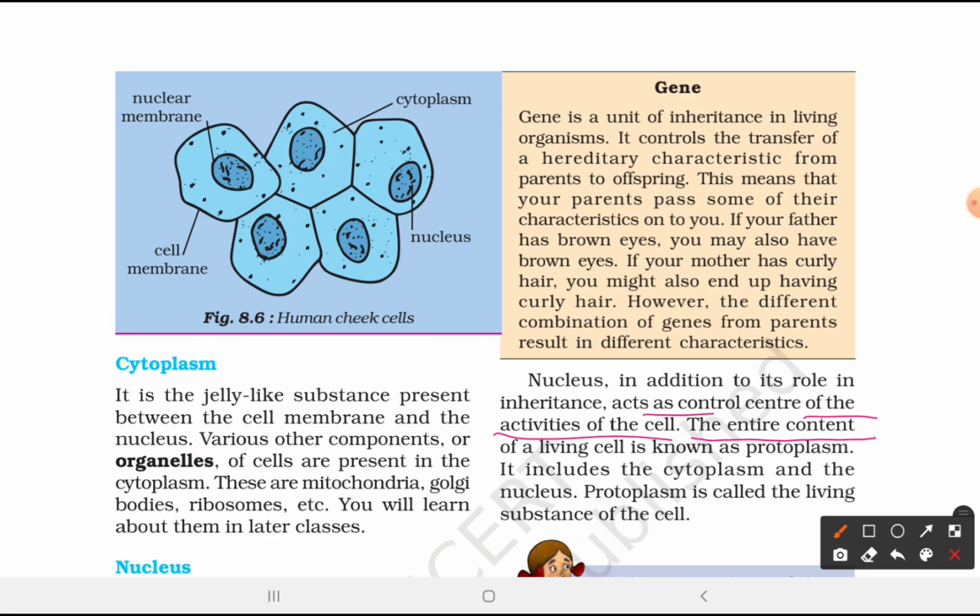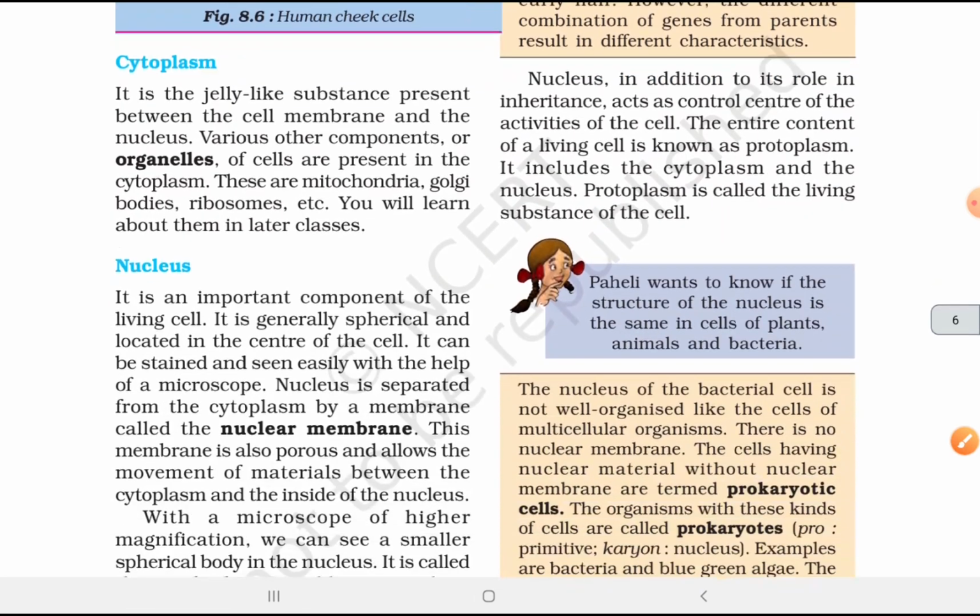The entire content of a living cell is known as protoplasm. It includes the cytoplasm and the nucleus. Protoplasm is called the living substance of the cell.